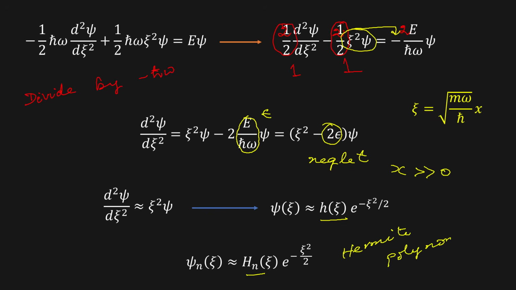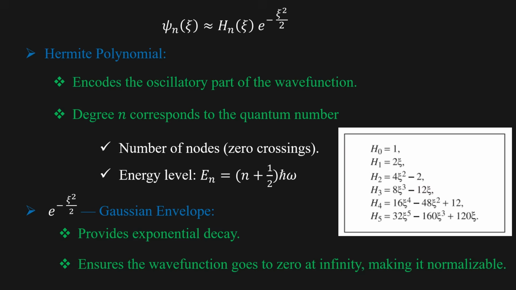So this is the wave function. Then we will move further. We got the nth state wave function as a function of z: psi sub n of z is equal to H sub n of z e power minus z squared over 2. Now we can see some of the physical concept of the Hermite polynomial.